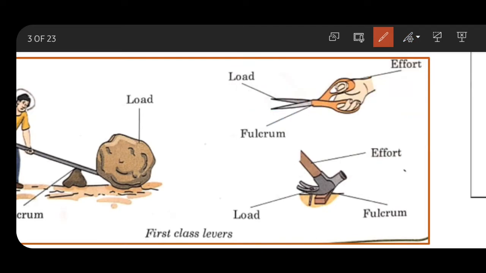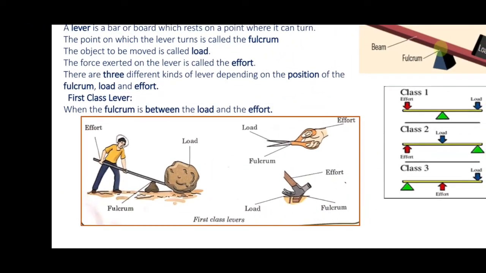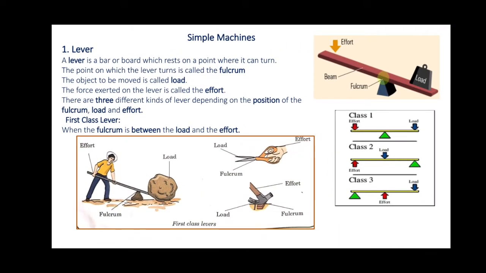And if we talk about the claw hammer, this is the same as the pair of scissors. Now let's revise this concept of the first class lever again. When the fulcrum is between the load and the effort, it is called a first class lever. Now moving towards our second class lever.